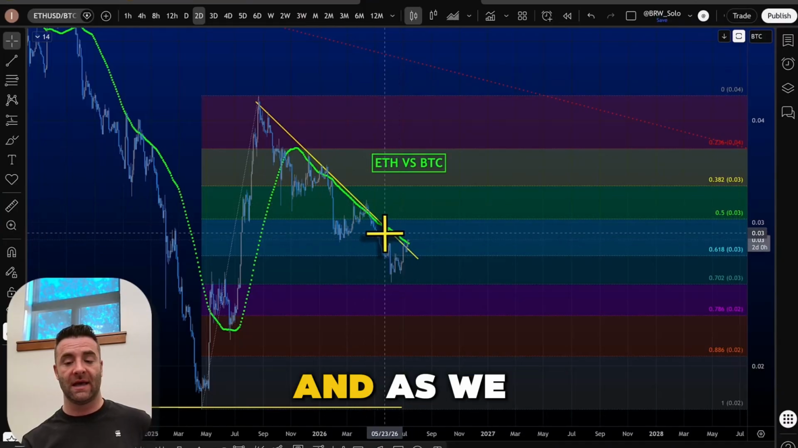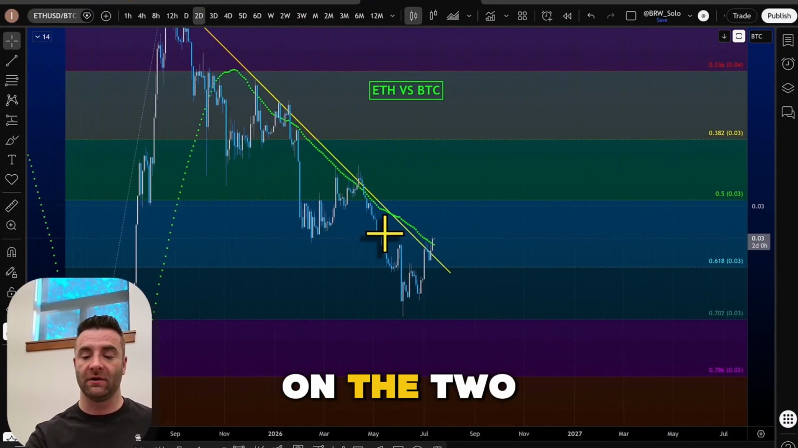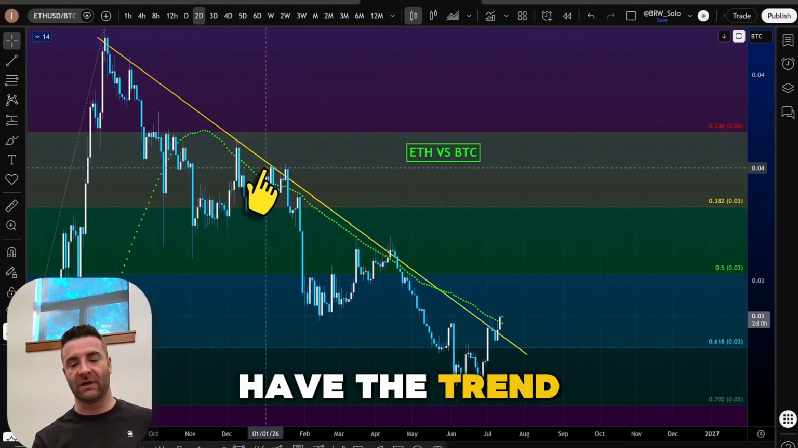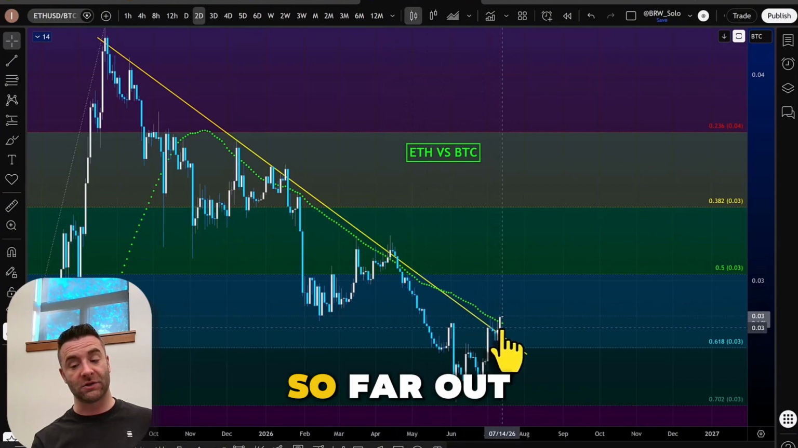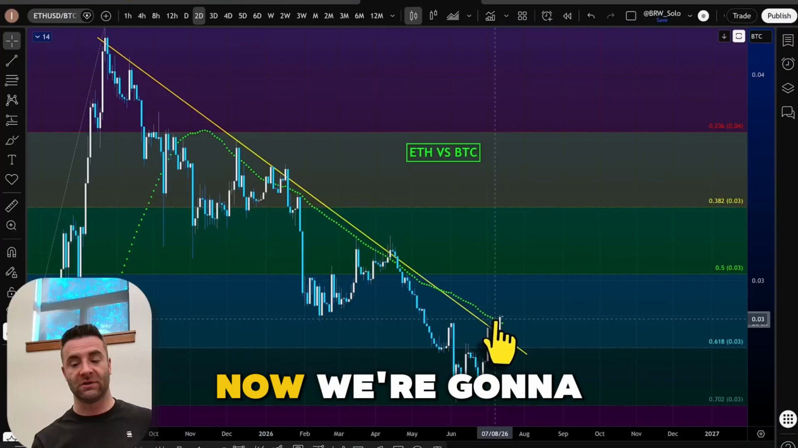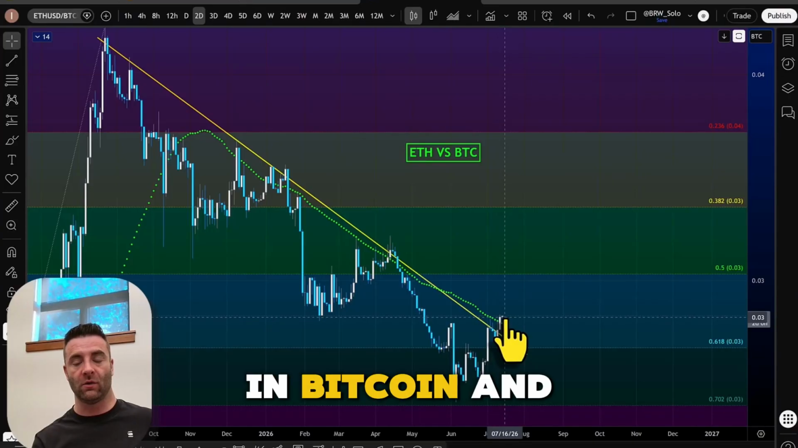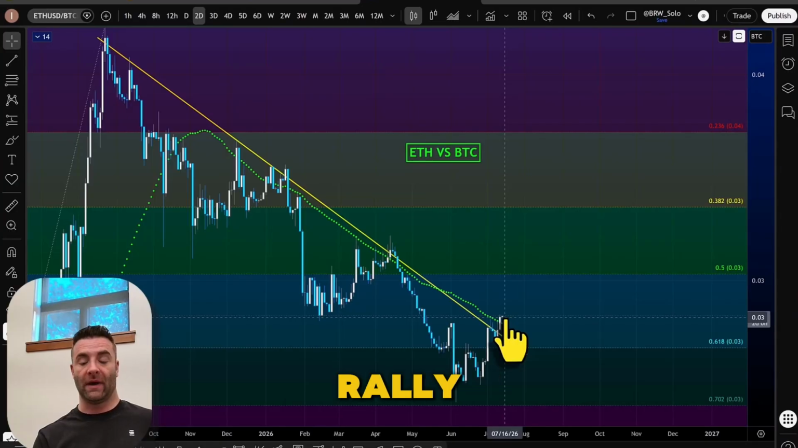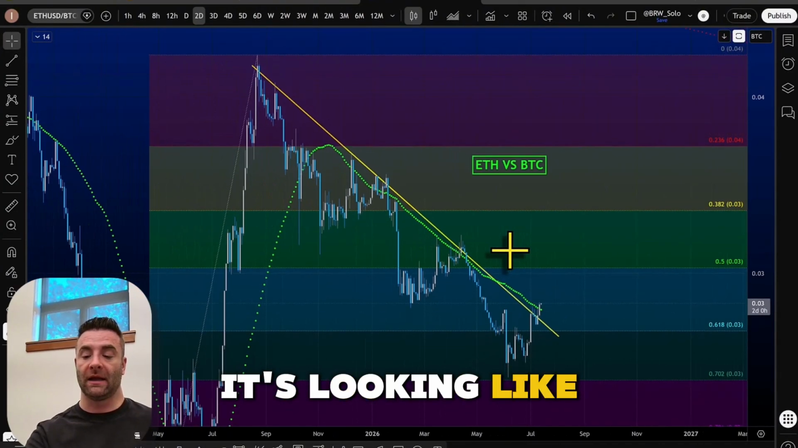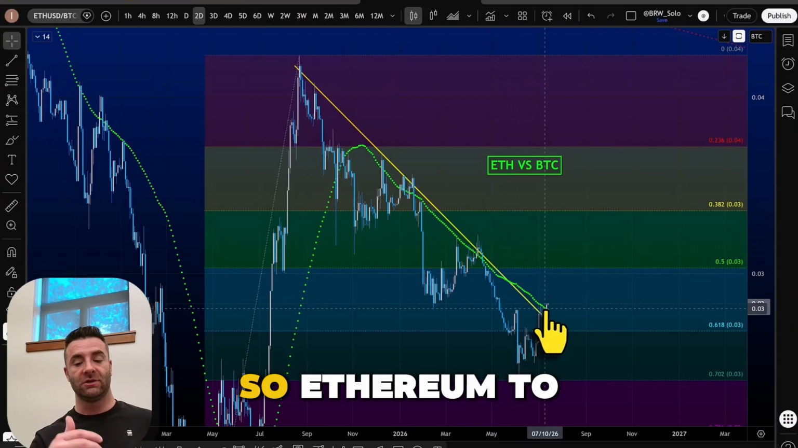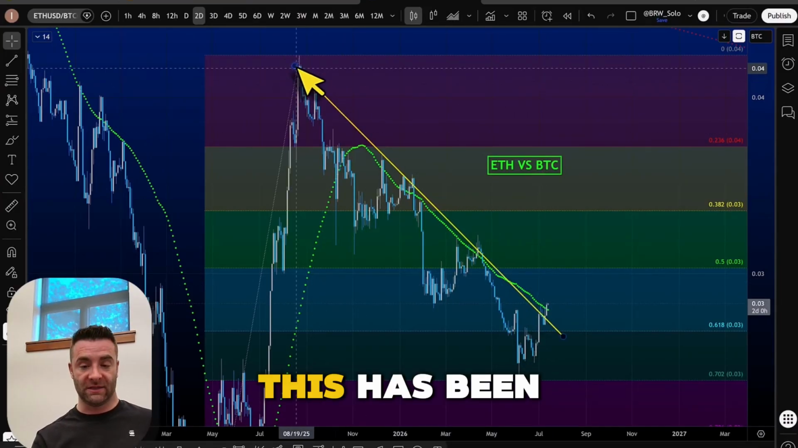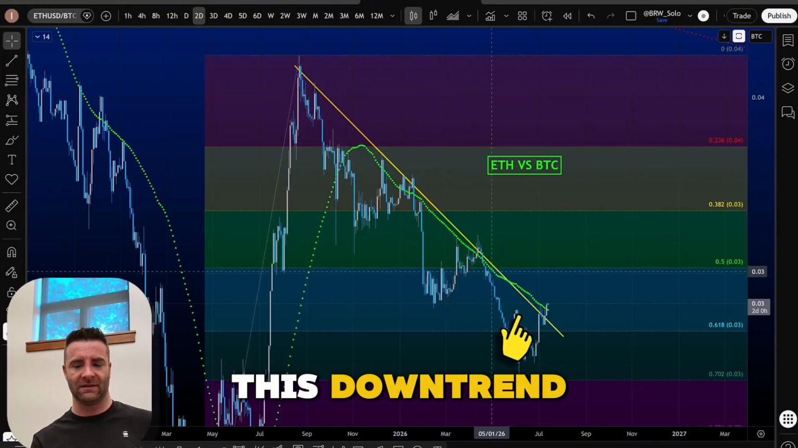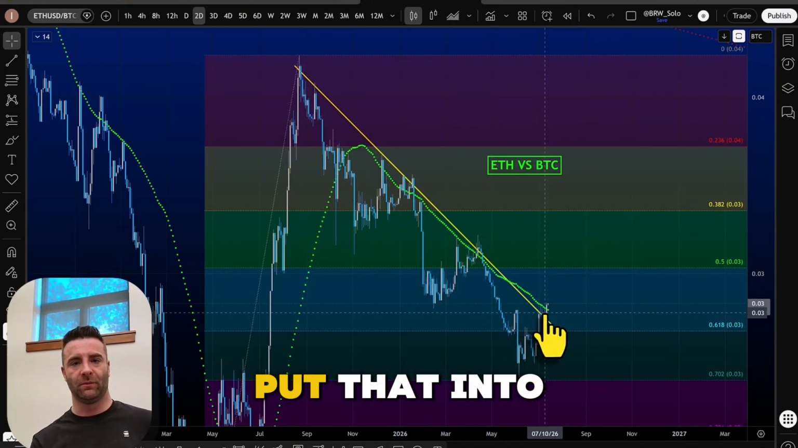2 and 4 touch perfectly. They don't cross. And as we zoom in here on the 2-day, because I think it's a little bit more accurate than the 1-day, you'll see we have the trend line. And we're breaking out so far out of this 50 moving average. Now we're going to need a few candles and a weekly in Bitcoin and everything to move up to make sure that this is all a real rally and not a fake out, because it's looking like right now we're about to have a move. So Ethereum to Bitcoin, this has been since August of 2025, we've been in this downtrend and we're starting to break out.